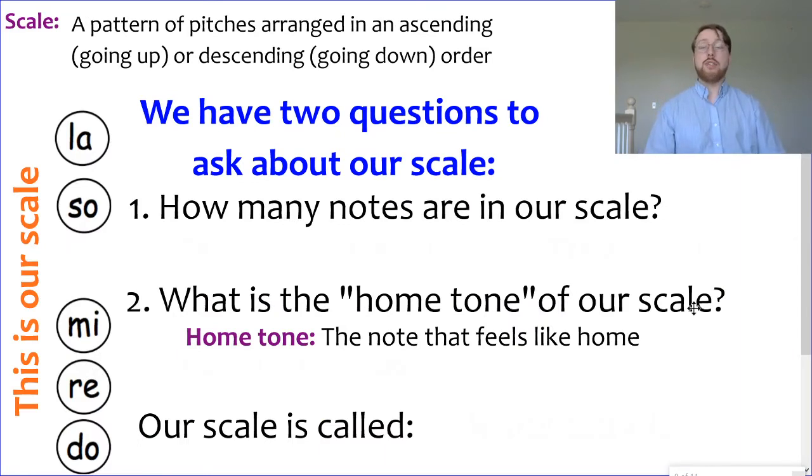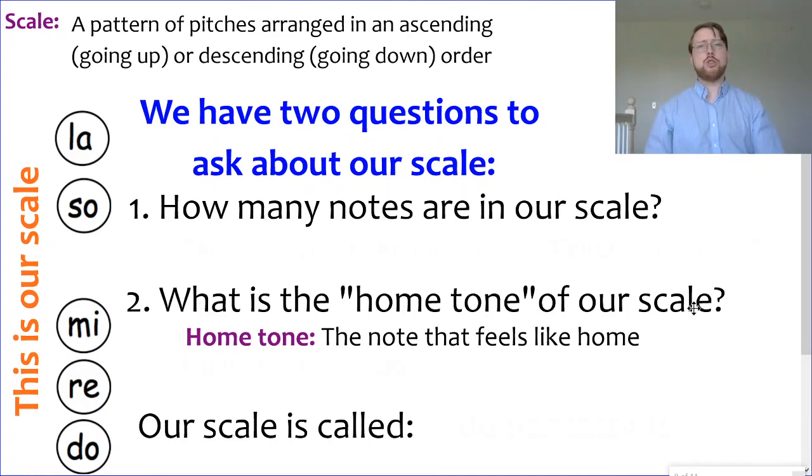So now it's time to figure out what kind of scale is in our song, and we're going to give it a name. Remember, we said a scale is a pattern of pitches arranged in ascending, going up, or descending, going down order. And we had these notes in our scale: do, re, mi, sol, and la. Those are the notes in our song.